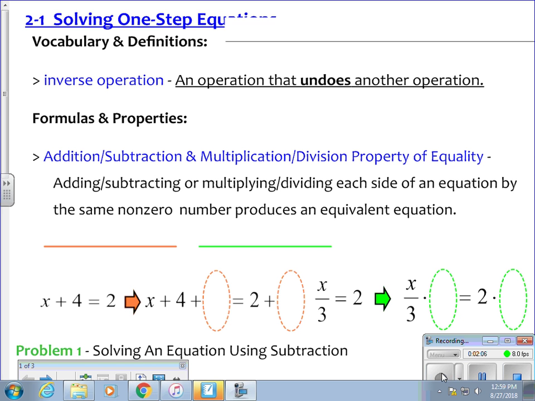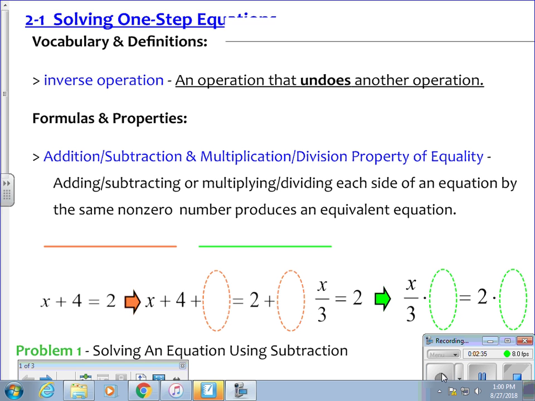The key to solving equations is you can do whatever you want, as long as whatever you do to one side of the equal sign, you do to the other side as well. I can add 5 to this side as long as I add 5 to the other side as well. That's it. That's the big secret of solving algebraic equations: you do the same thing to both sides.